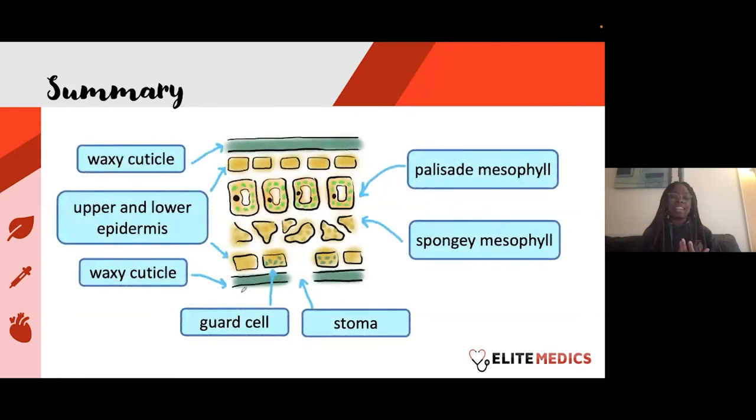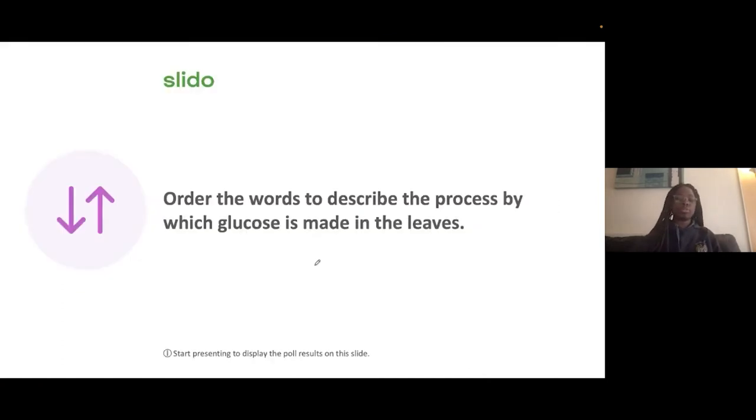Now, to summarize, again, we have at the top the waxy cuticle, we have the upper and the lower epidermis, and then we have the palisade mesophyll, which is where photosynthesis occurs, and the spongy mesophyll, which is essentially the lungs of the leaf, where gas exchange occurs. And like I said, we have the lower epidermis, which contains the guard cells, which, when they bulge, are open and turgid, but when flaccid, they close and essentially seal this off, so you don't have the gas either coming in or going out due to the dark conditions.